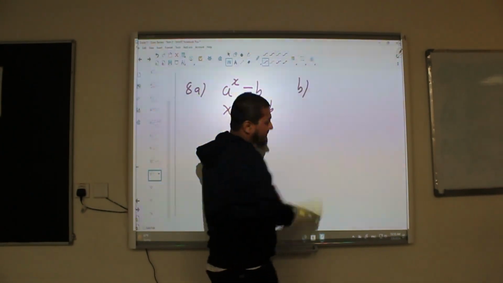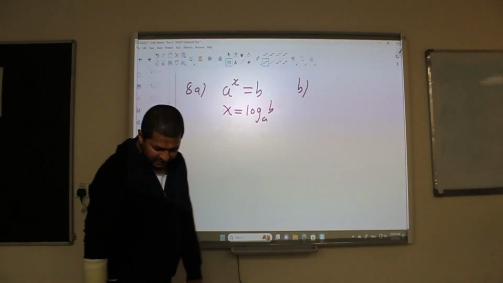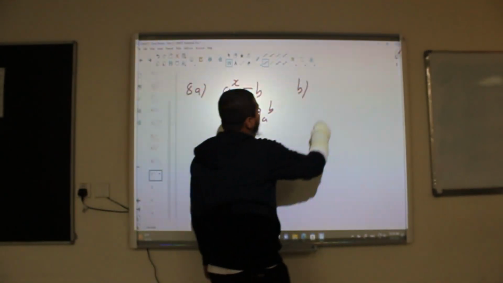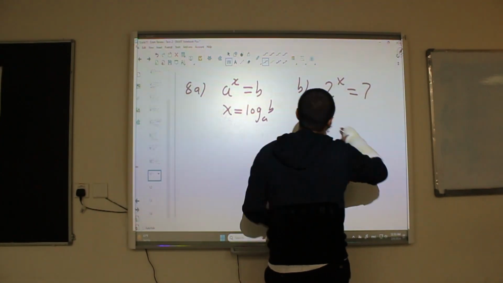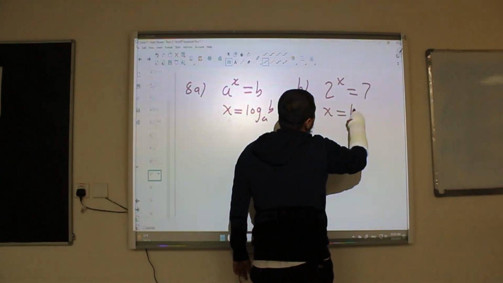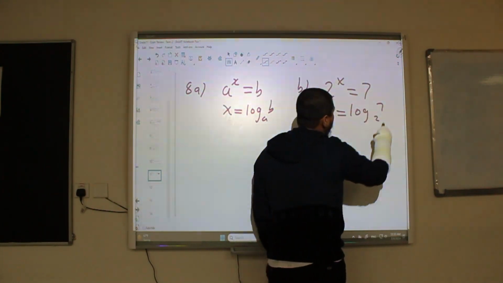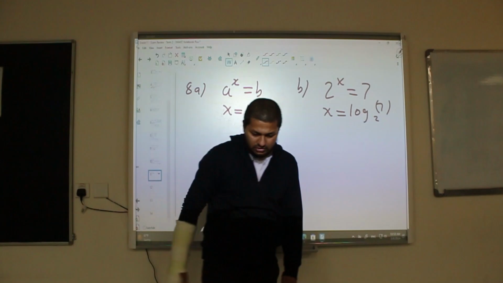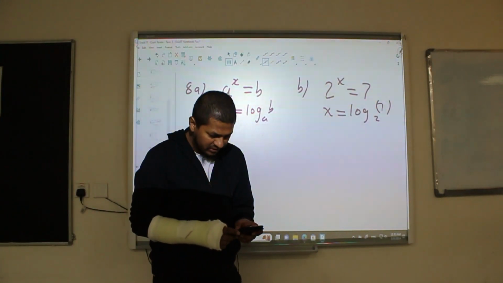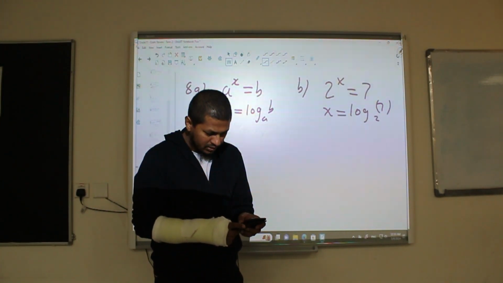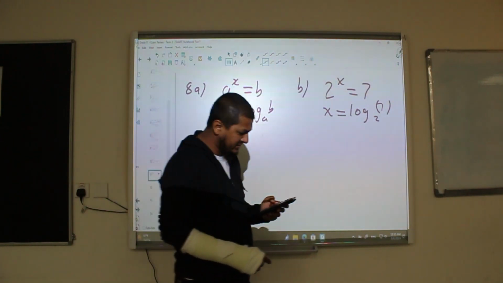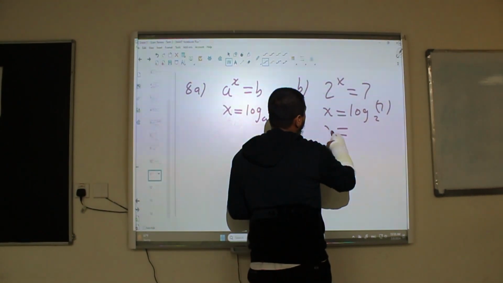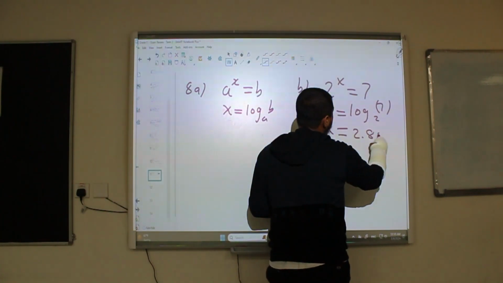Part b, we want to solve the next problem, which is 2 to the power x equals 7. If you apply the rule directly from what we have done here, we just say x equals log 7 base 2. Now if I use my calculator, log 7 base 2 is going to give me 2.807. X equals 2.807.